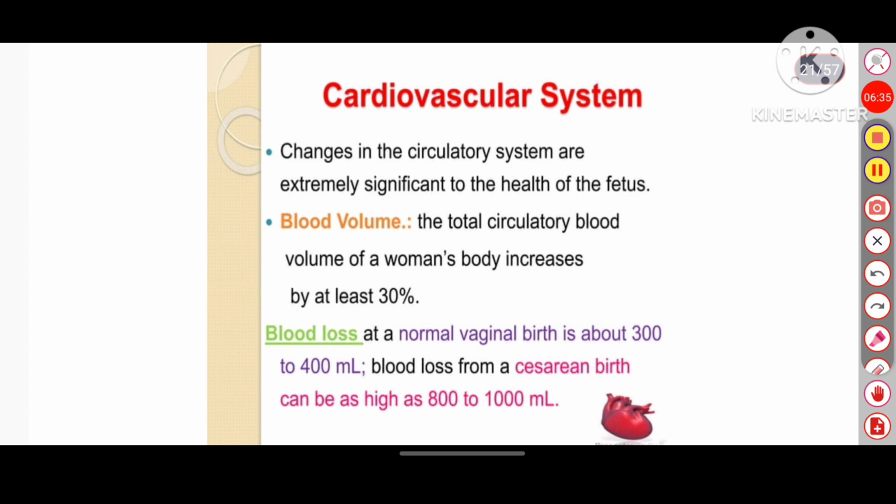After the reproductive system, you remember in the question they asked you about the cardiovascular system. So you need to write the changes that occur in the cardiovascular system. You need to mention the blood volume and the blood loss during vaginal birth. The total circulatory blood volume of the woman's body increases by at least 30% during pregnancy. The blood loss at a normal vaginal birth is about 300 to 400 ml. The blood loss during cesarean birth can be as high as 800 to 1000 ml.